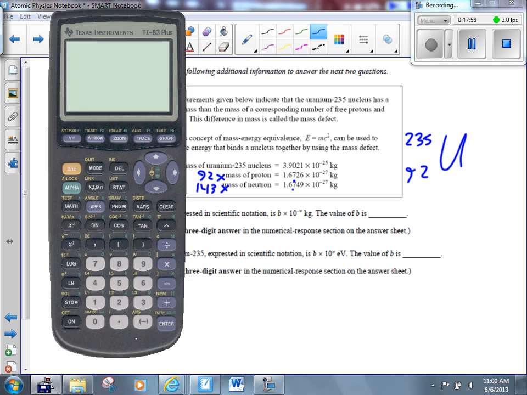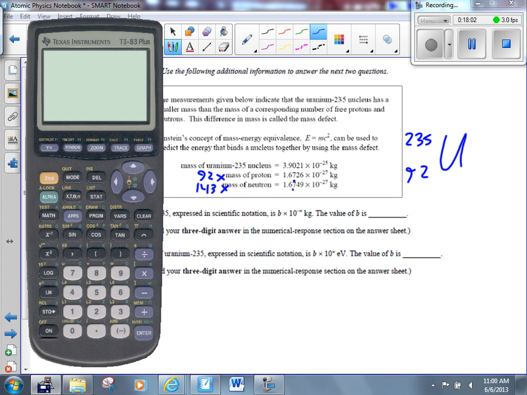We'll pull up the calculator and do this as a group. What did you get? 3.87? Okay. Why do we have to do this? Because the uranium-235 nucleus is of course not going to weigh anywhere close to the same as a single proton and a single neutron, right? The uranium-235 consists of 92 protons and 143 neutrons. So we have to add up the mass of all of those protons and neutrons to get a mass that is greater than the mass of the nucleus itself.